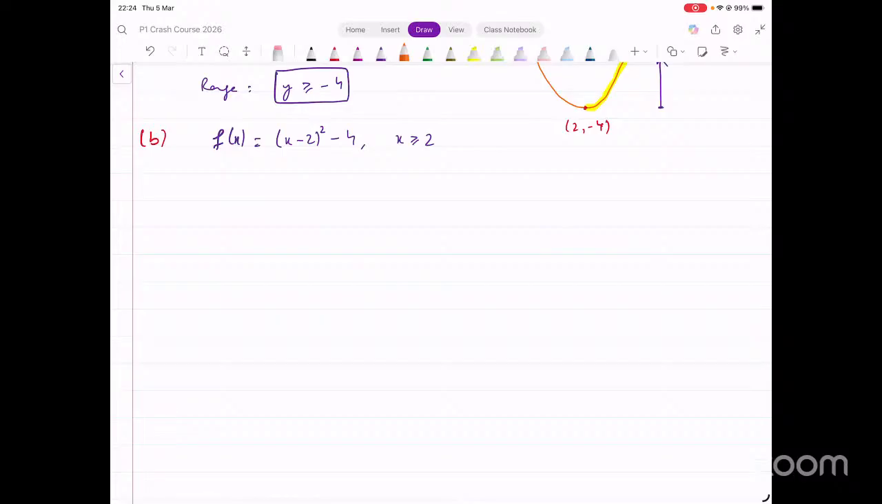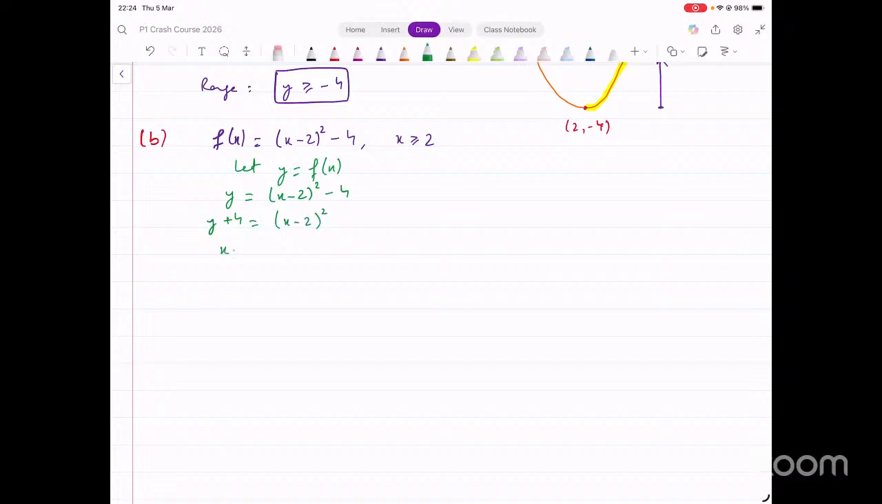To find the inverse of a quadratic function, we first need to complete the square. The square is already completed in this case, so we can just make x the subject. We start like this. First of all, we say let y equals f of x, and then it becomes y equals x minus 2 whole squared minus 4. Now make x the subject. You take that to the other side. So it becomes y plus 4 equals x minus 2 whole squared.